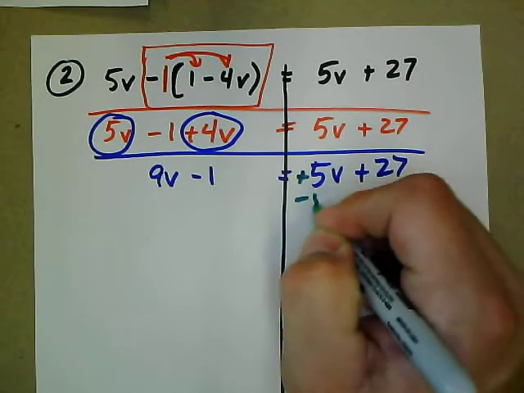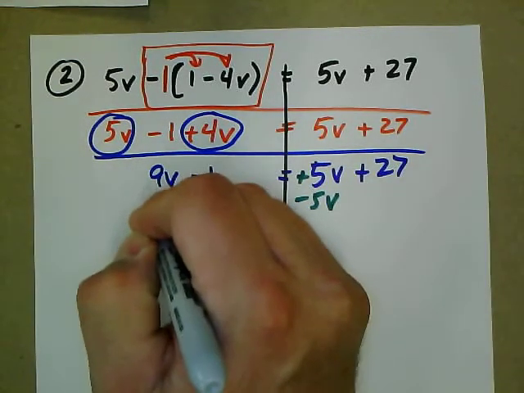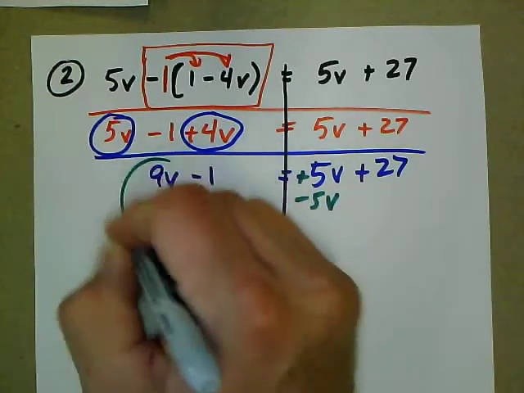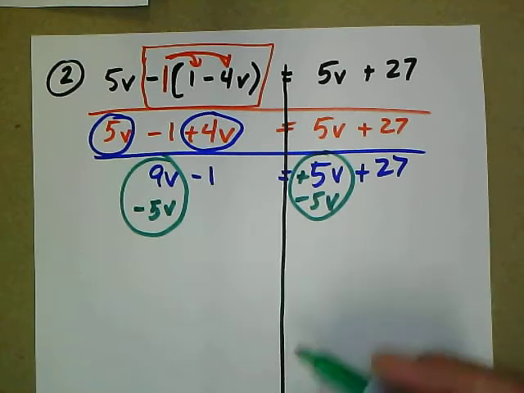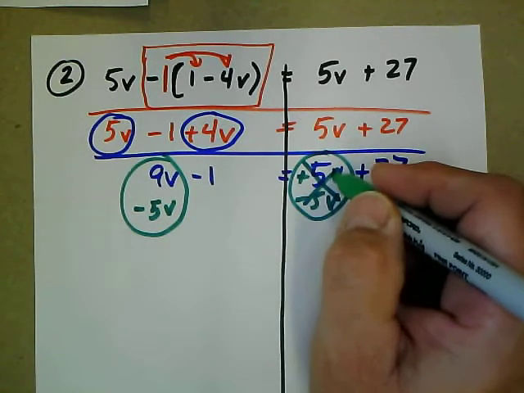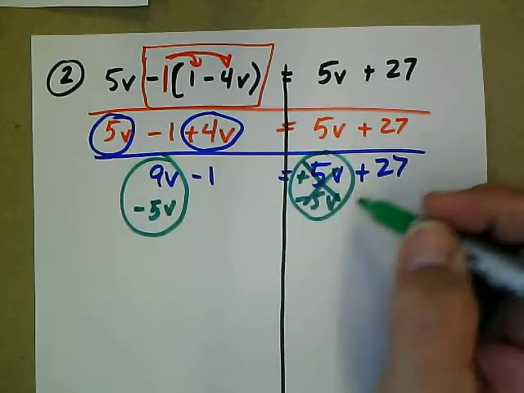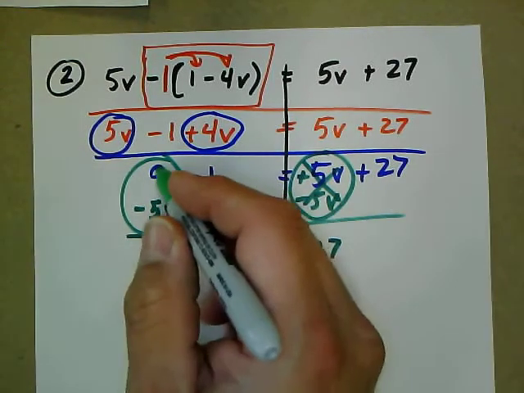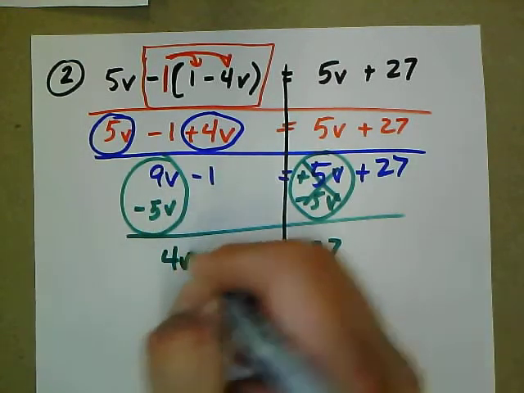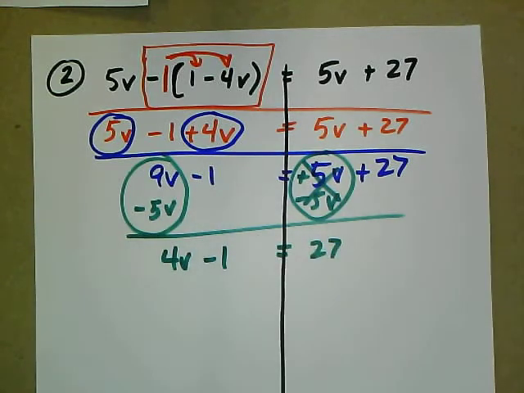So since it's plus 5, we're going to subtract 5v. Don't just put 5 because we're subtracting the variable. It's 5v minus 5 times v. So our opposite operations plus 5v and minus 5v are gone. We're left with just a 27 on that side. The equals 9 minus 5 is 4v, and then bring down what's outside, which is that -1.